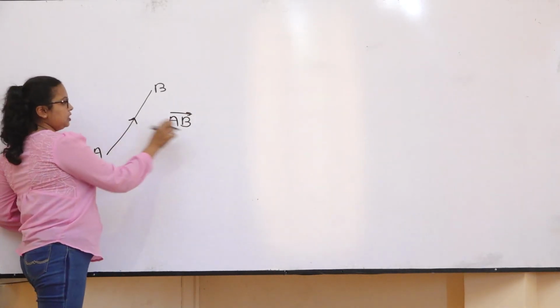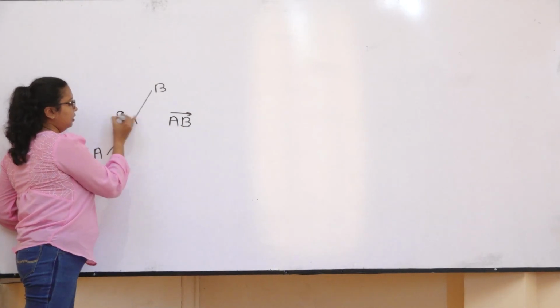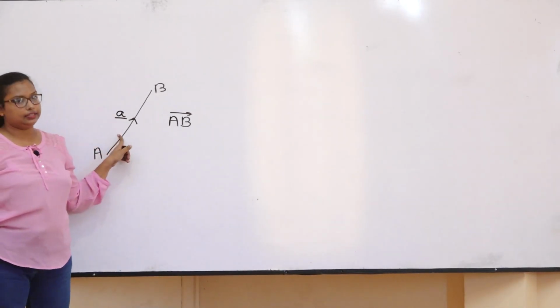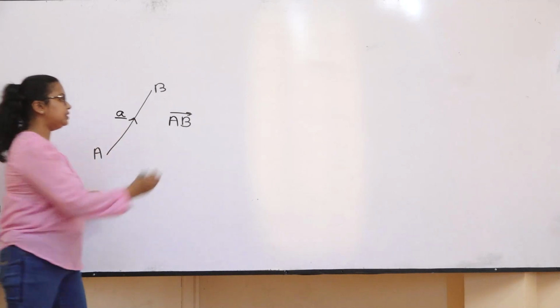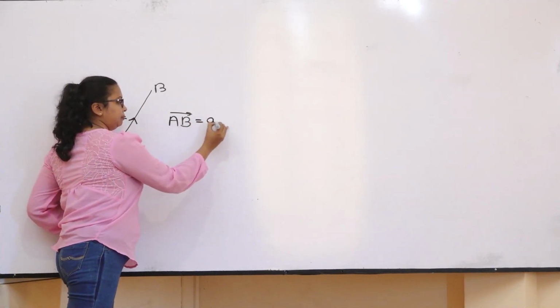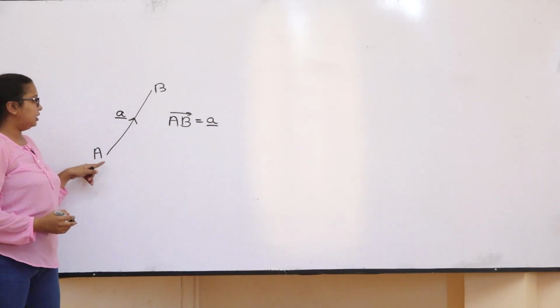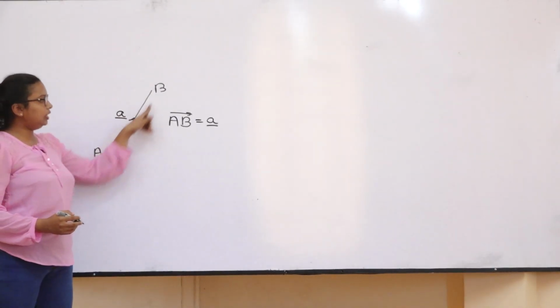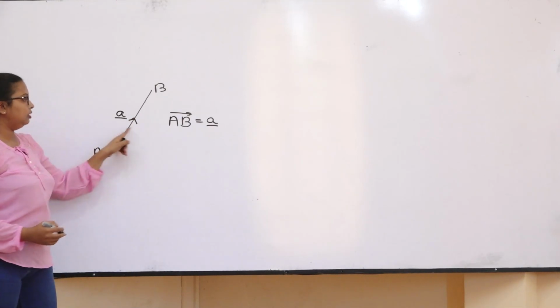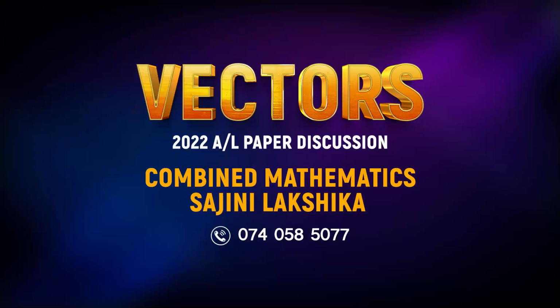Say you are representing this using a simple letter, we have to underline that. So, vector AB is equal to A. There we have to represent the direction correctly. The arrowheads represent the direction.